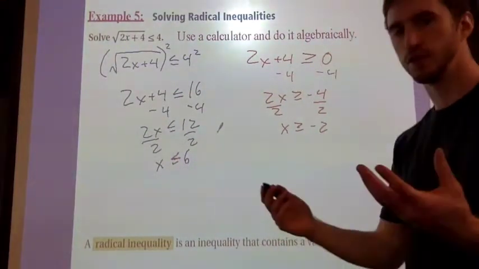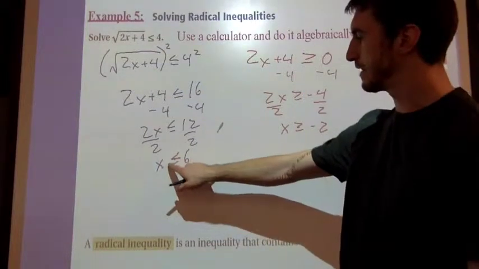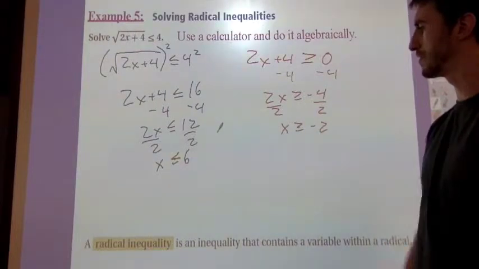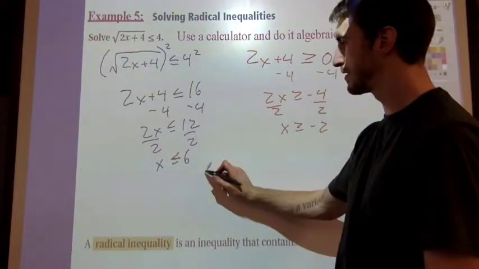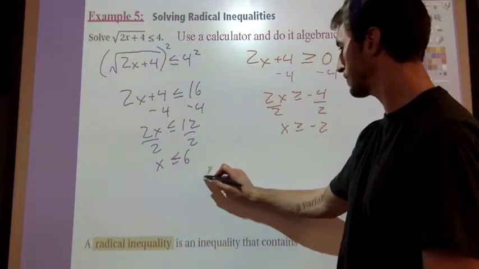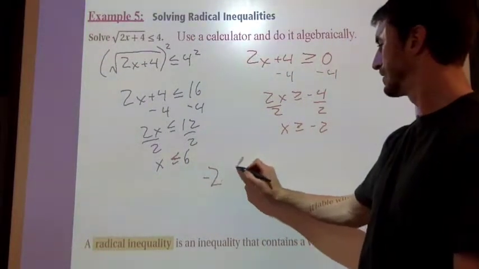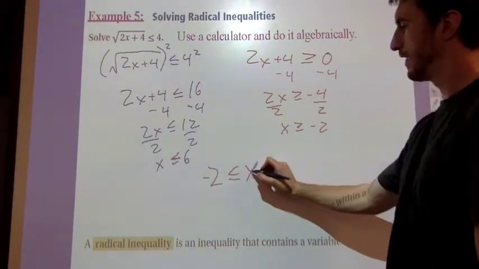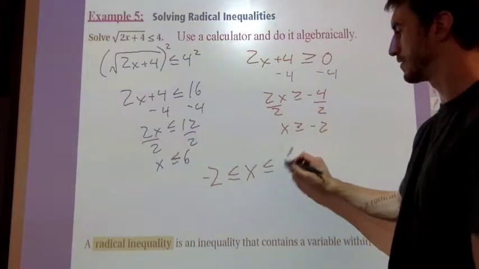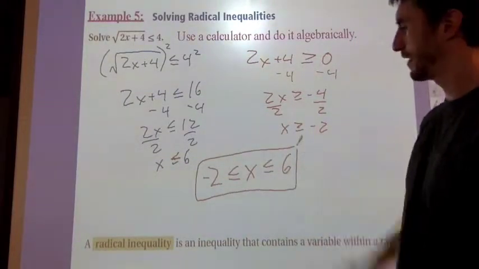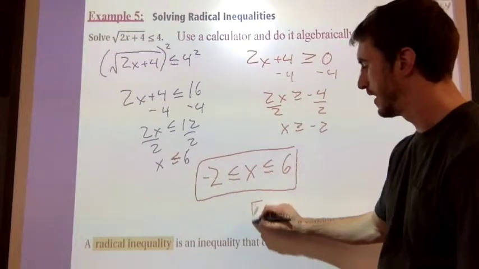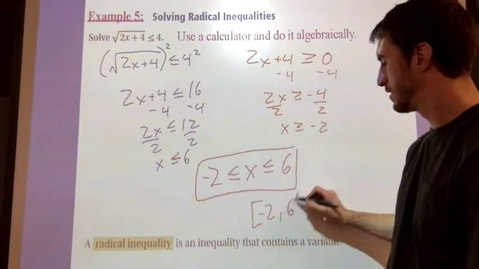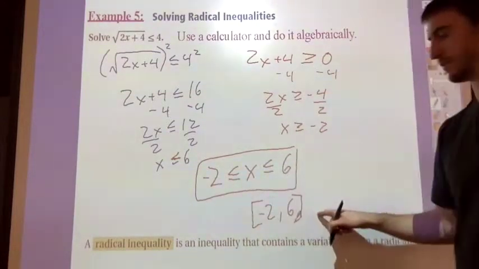So now we have this interval, right? We have x is less than or equal to 6, but x is greater than or equal to negative 2. So we can write this as negative 2 is less than or equal to x, I'm just flipping this around, and then x is less than or equal to 6. And that is your final answer. You can also write this in interval notation, negative 2 to 6 in brackets because it's inclusive.